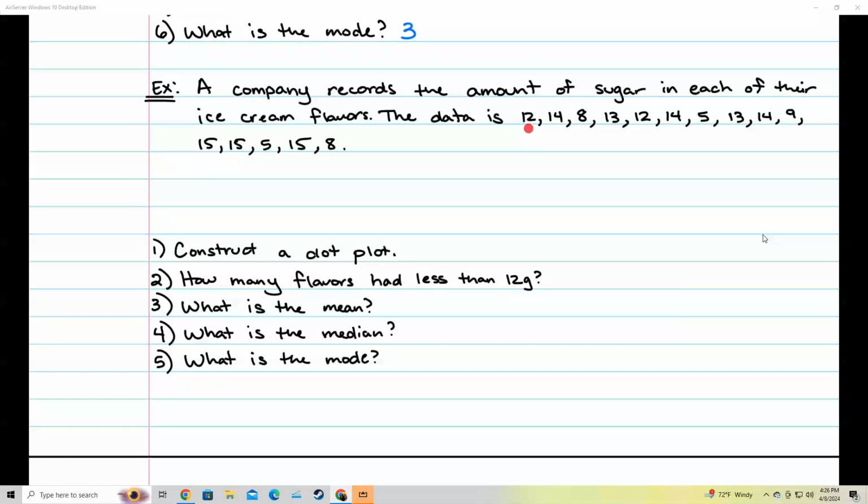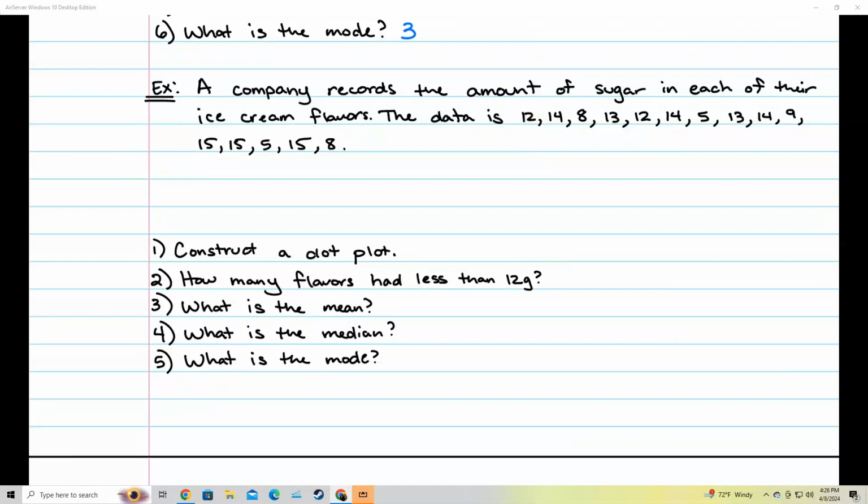Okay, it's important that we understand what these numbers represent. So when I see this 12 right here, what does that 12 represent? That represents an ice cream flavor. I don't know which one. Let's pretend it's vanilla, okay? This vanilla ice cream flavor has 12 grams of sugar in it, okay?